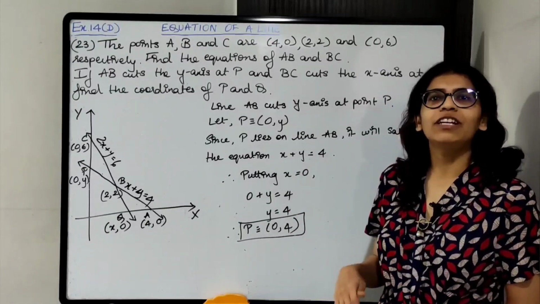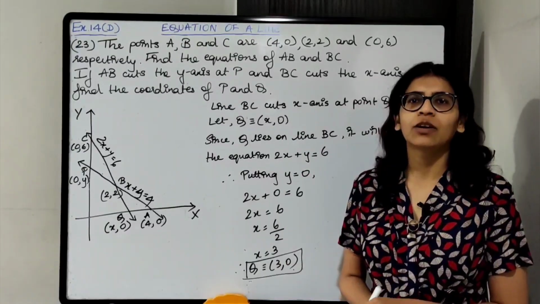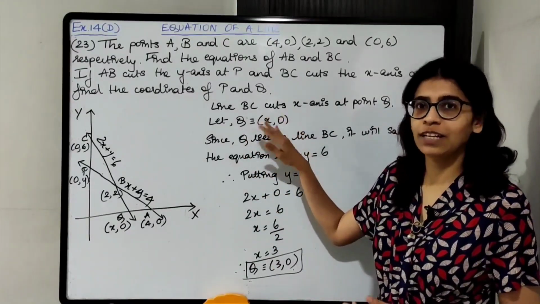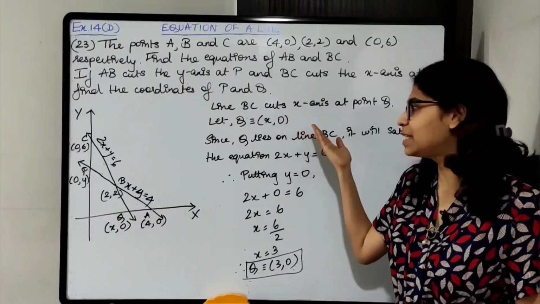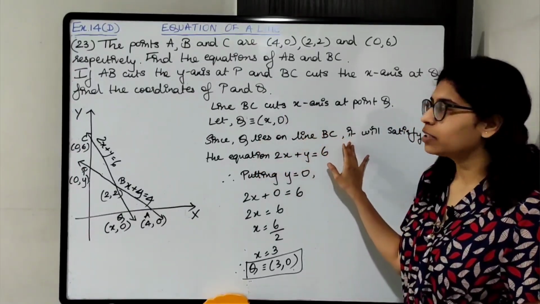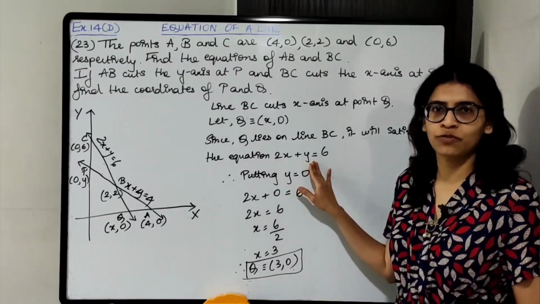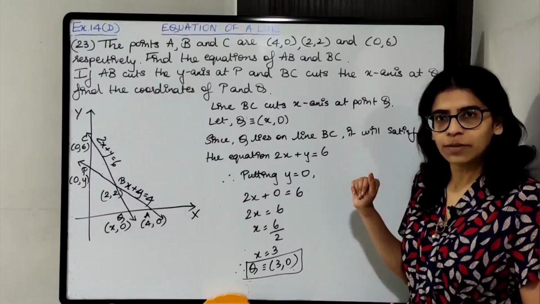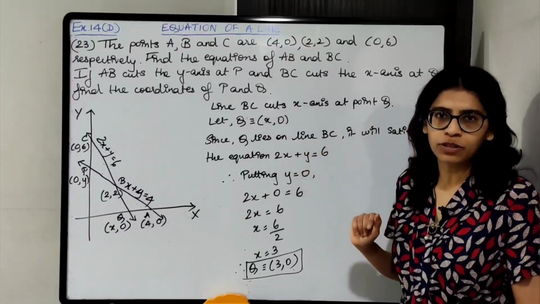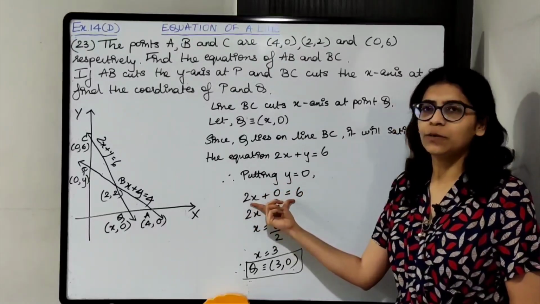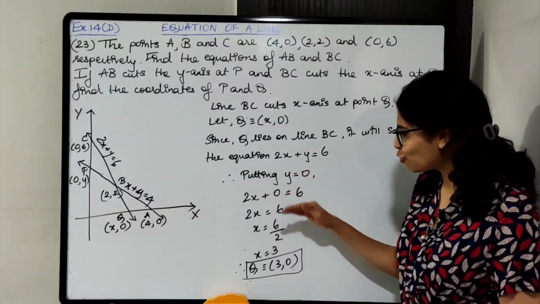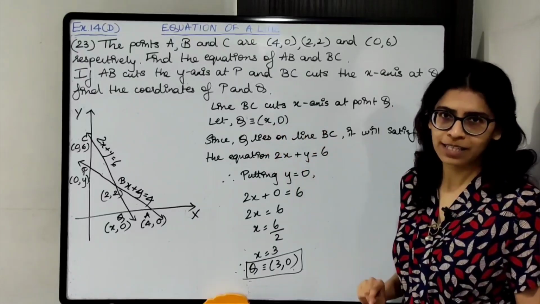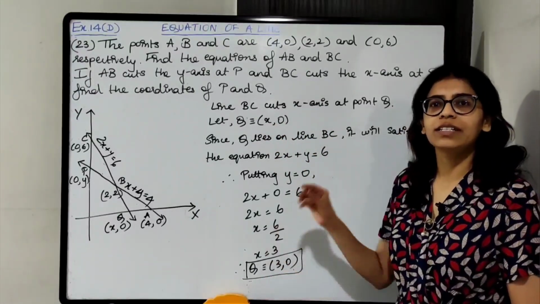Alright, same way we'll find the coordinates of Q. Now line BC cuts x axis at point Q. So Q will be x, 0. Okay, we have taken as x, 0 because y coordinate will be 0. Since Q lies on the line BC, it has to satisfy the equation of BC, which is 2x plus y equal to 6. Y की जगह पे 0 put कर सकते हैं. Okay, x will remain as it is, y की जगह पे we'll put 0. So putting y equal to 0, the equation will become 2x plus 0 equals to 6. On solving, we'll get x as 3. So Q का coordinates क्या हो जाएगा 3, 0. Okay, so write down the coordinates and box it.